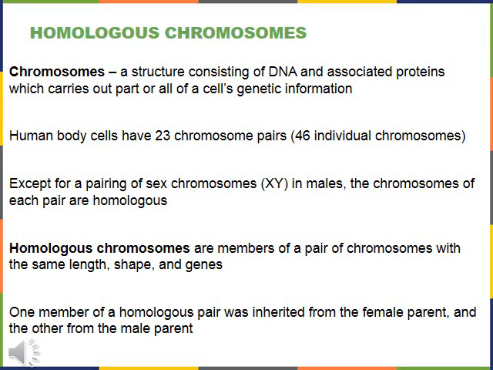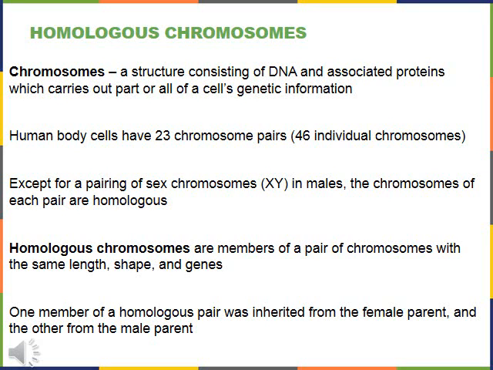First we start with the definition of a chromosome. It's a structure consisting of DNA and associated proteins which carry out part or all of a cell's genetic information. This is sort of the precursor of learning about the actual components of DNA. Right now we're at chromosomes, which are DNA wound tightly into long stick figures, and when they're combined at the center with the centromere, they make that nice X shape we're used to seeing.